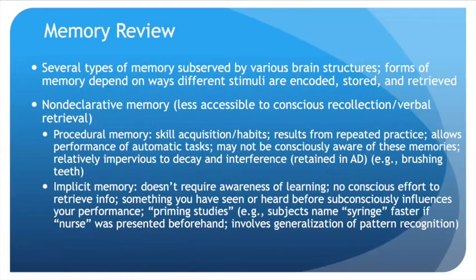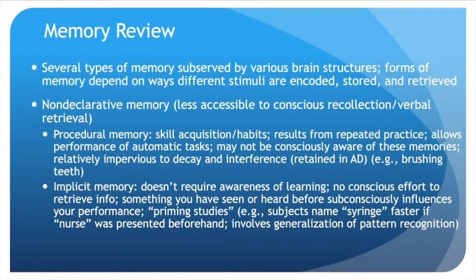So, memory. So there are several types of memory that are subserved by various brain structures, and the forms of memory depend on ways that different stimuli are encoded, stored, and retrieved. So we've got non-declarative memory and declarative memory. So first, non-declarative memory. This is less accessible to conscious recollection or verbal retrieval. So this includes procedural memory and implicit memory.